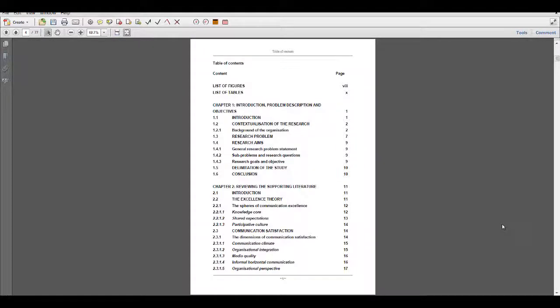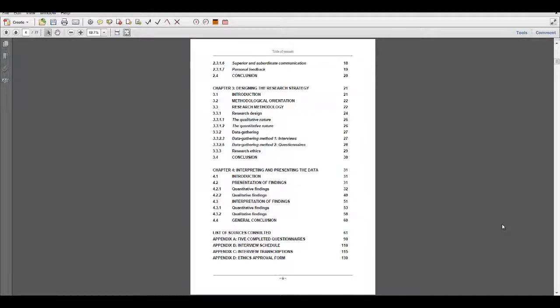Now please note that you should have only one table of contents for your entire portfolio. You will thus have all of your contents in here. As you can see, you have chapter 1, 2, 3, and 4 here. The names or headings of these chapters should be the same as the corresponding assignment. For example, chapter 3 is called Designing the Research Strategy.